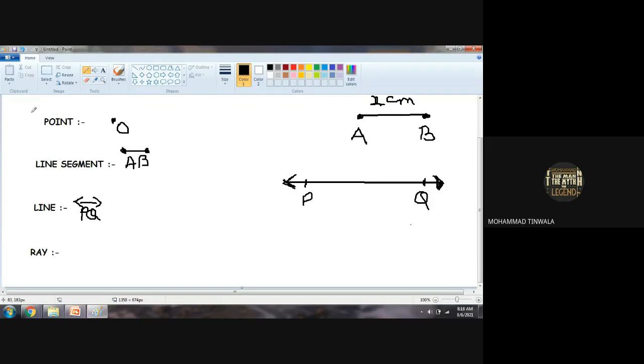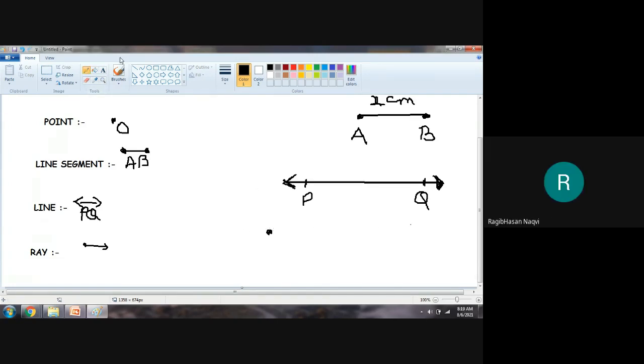A ray is a merger of these two, line segment and line. Sir, how is it a merger? Because it has one endpoint. On one side it has an arrow. This is the symbol of a ray. A ray is what? One endpoint and one line. Are you getting it, boys? Yes, sir. What do you mean by ray?